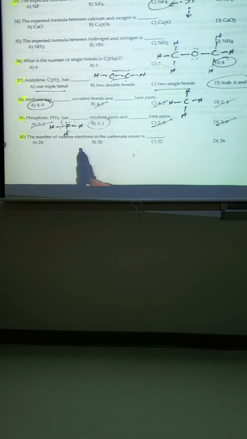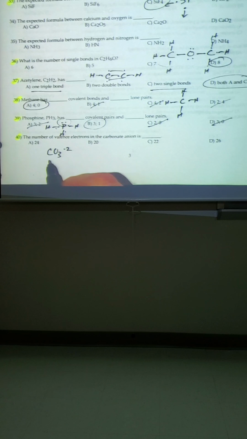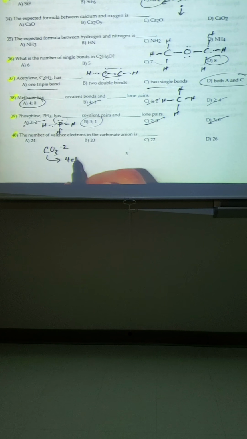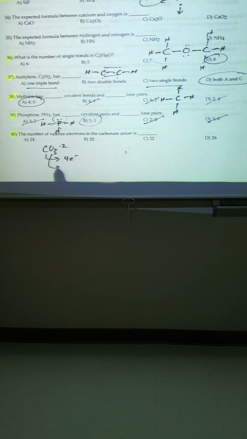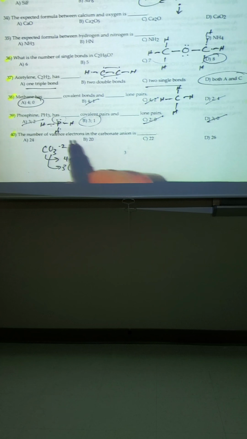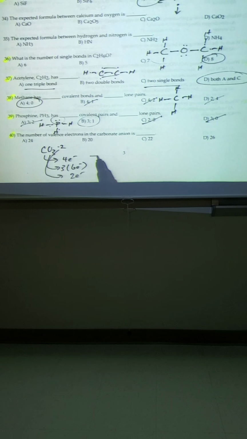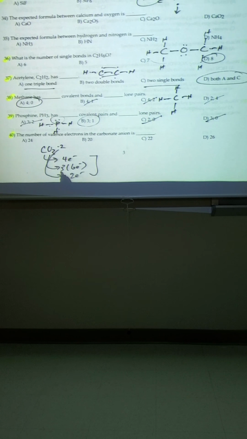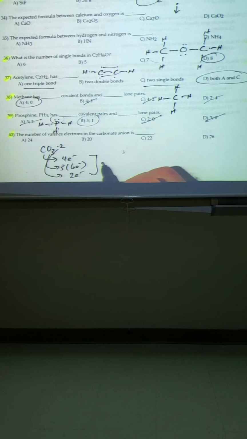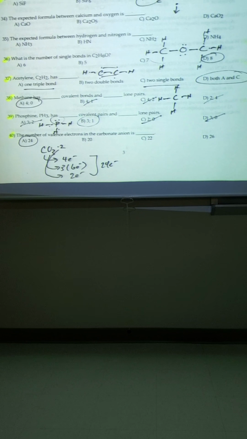The number of valence electrons in carbonate. Carbonate is CO3 negative 2. So carbon is 4 electrons based on its Roman numeral. Oxygen would be 3 times 6 electrons. And then the negative 2 charge means 2 more electrons. All of those added together would be 18 plus 2 plus 4, that's 24 electrons. So count up the Roman numerals. We'll be doing that in lab very soon.